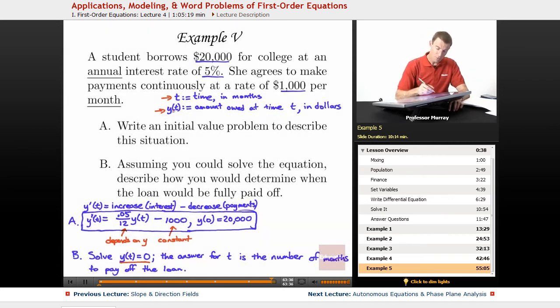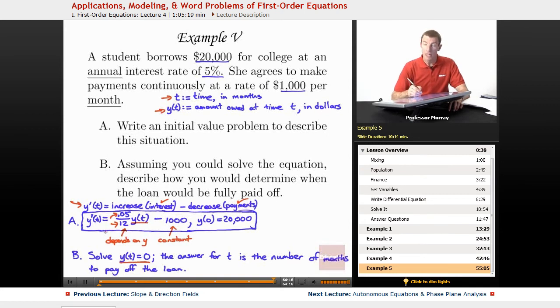And then y prime of t is the increase minus the decrease. And we have to think, what's making our quantity increase and what's making our quantity decrease? Well, our quantity is the amount that she owes. So that increases as interest builds up on it, and that decreases as she makes payments. So the interest depends on how much she owes at any given time. And we said it's 5% interest, so that's 0.05, but that was an annual interest rate. So our monthly interest rate, you just divide that by 12. So that's where that 12 came from. That was the conversion from years to months.